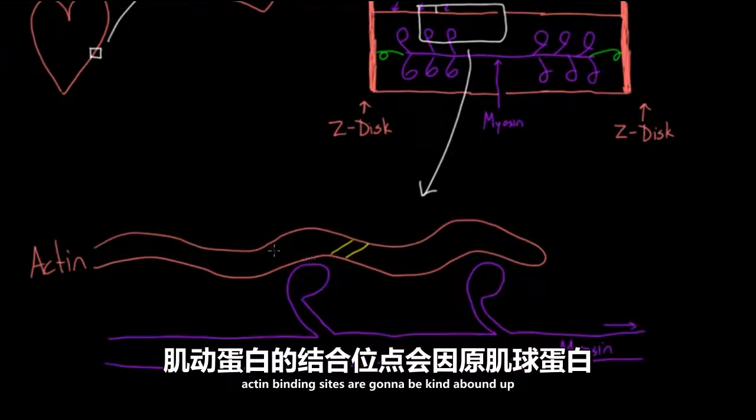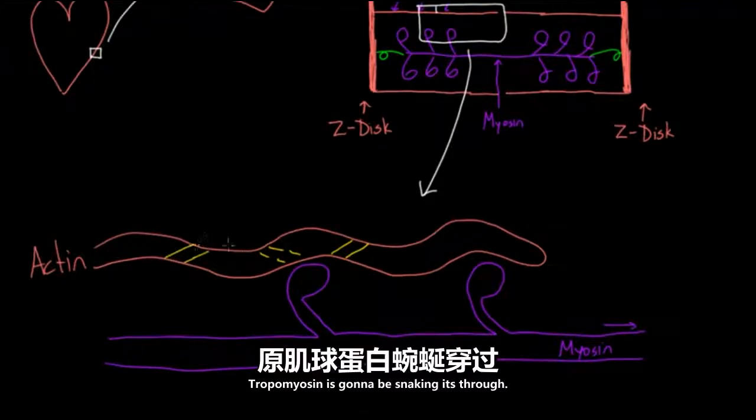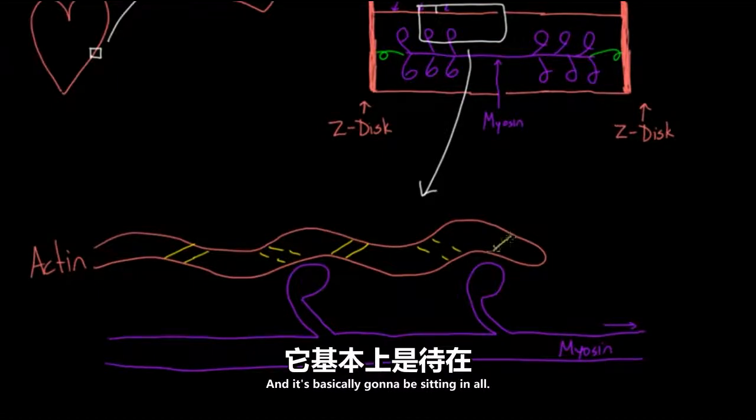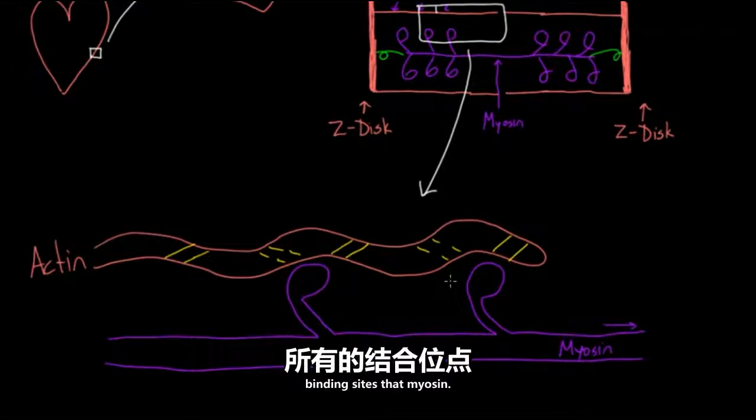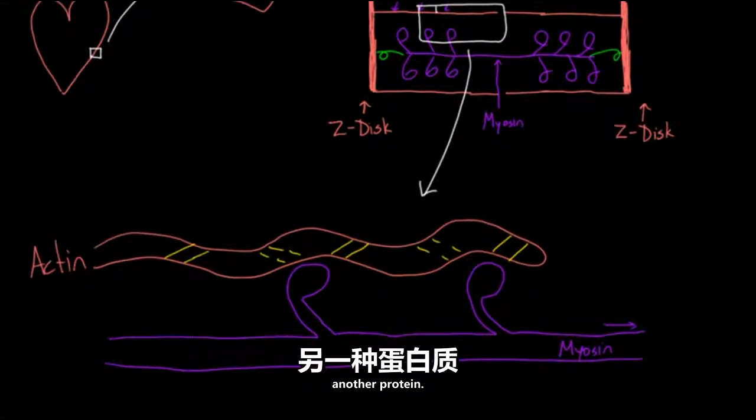actin binding sites are going to be kind of bound up by tropomyosin, right? Tropomyosin is kind of snaking its way through. Looks a little bit like that, right? And it's going to basically be sitting in all of the binding sites so that myosin really can't get in there. And in fact, there's also another protein.